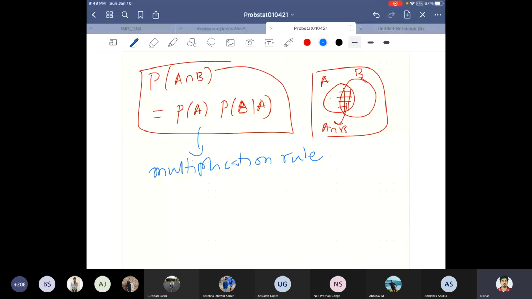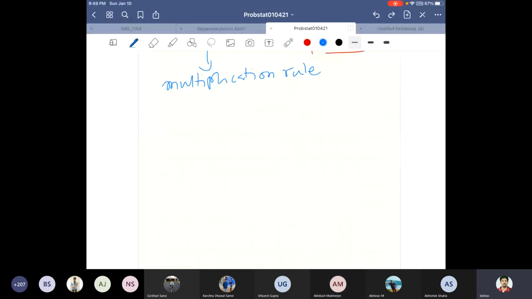Okay. Go ahead. Sir, I have a small doubt here. Suppose in this question we are taking events. Sir, can you please explain again what is event A and what is event B? Like event A is finding the first one defective, and event B is the second one is also defective.